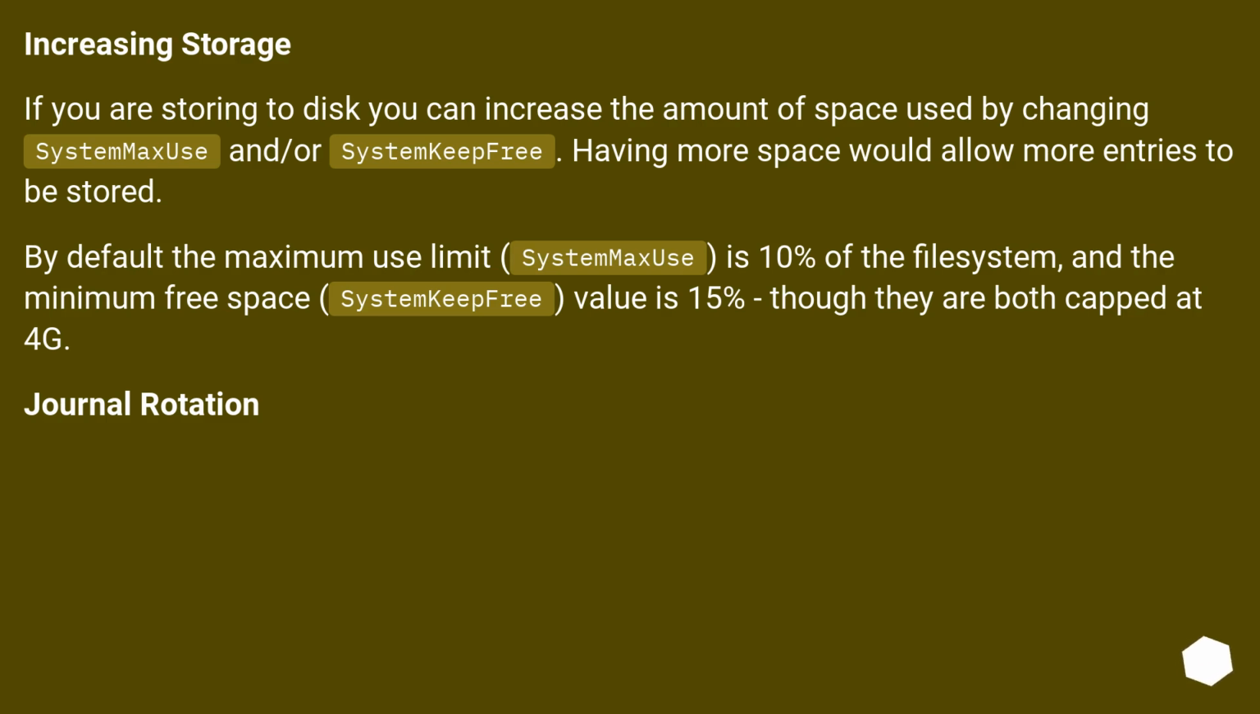Increasing storage. If you are storing to disk, you can increase the amount of space used by changing SystemMaxUse and/or SystemKeepFree. Having more space would allow more entries to be stored. By default, the maximum use limit, SystemMaxUse, is 10% of the file system, and the minimum free space, SystemKeepFree, value is 15%, though they are both capped at 4 GB.